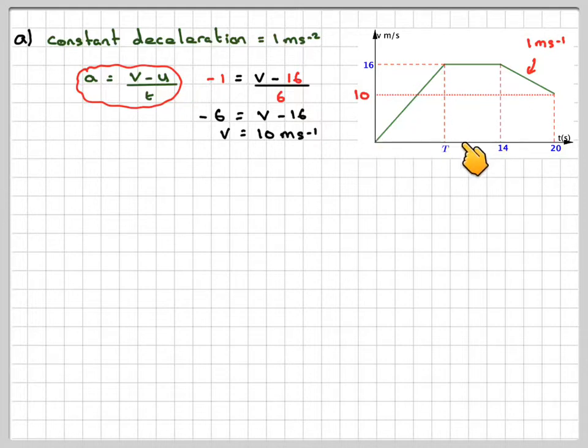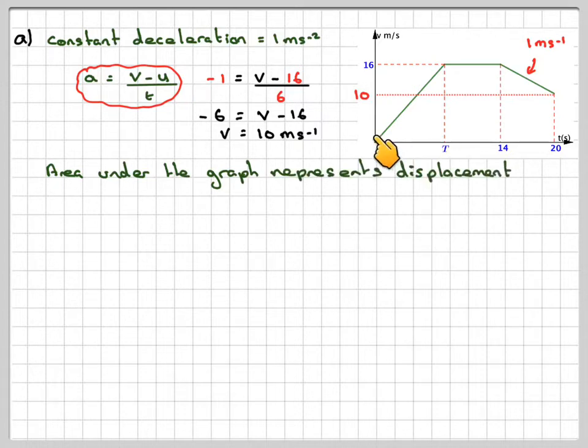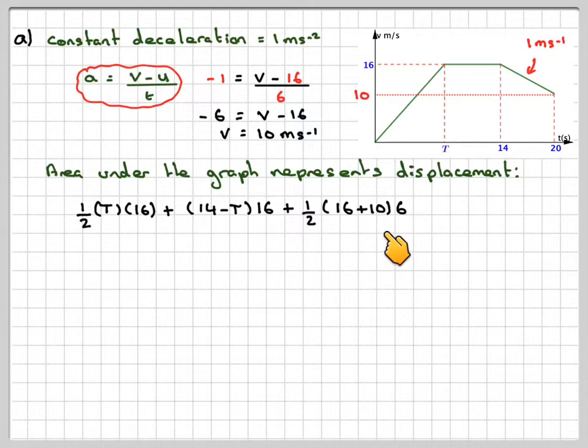Okay, the displacement is given by the area under the graph. So I'm going to split it up into a triangle, a rectangle, and a trapezium. So a half of t times 16 for this triangle here, plus this length here is going to be 14 minus t, and this is going to be 16, so it's 14 minus t times 16, and this is a trapezium. The two parallel sides are 16 and 10, so 16 plus 10 divided by 2 times the height, which is going to be 6.